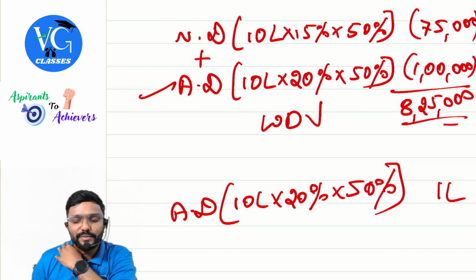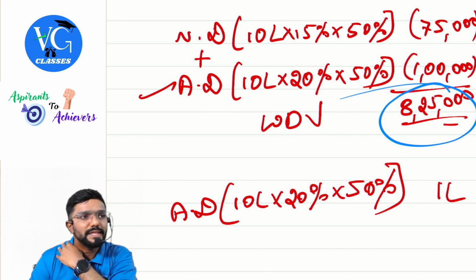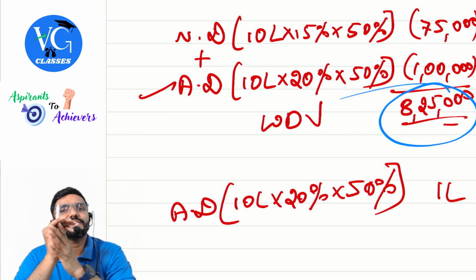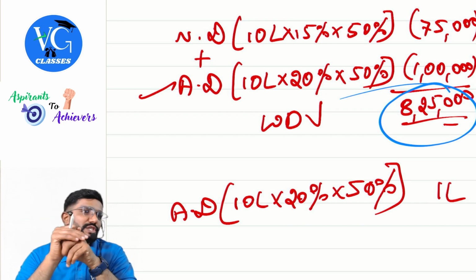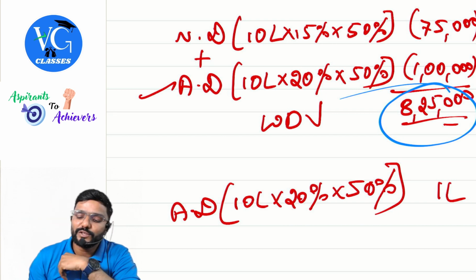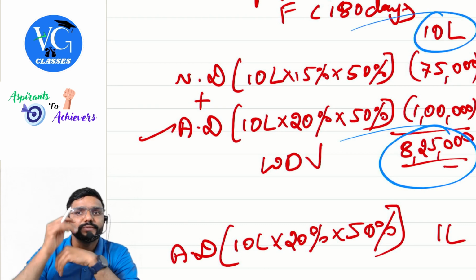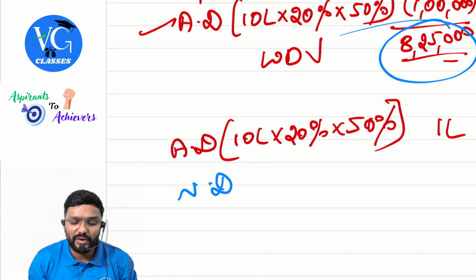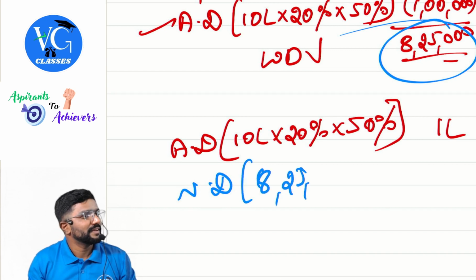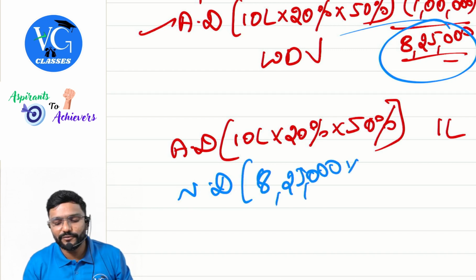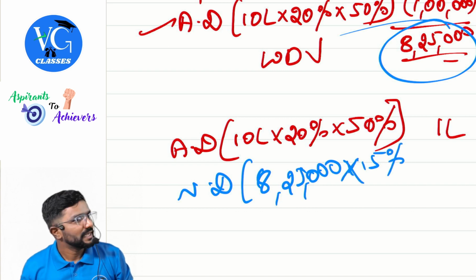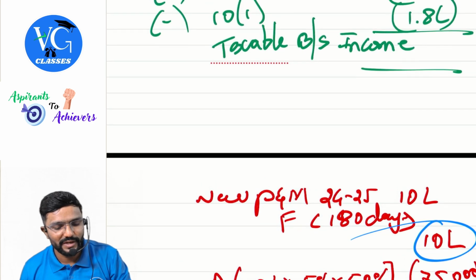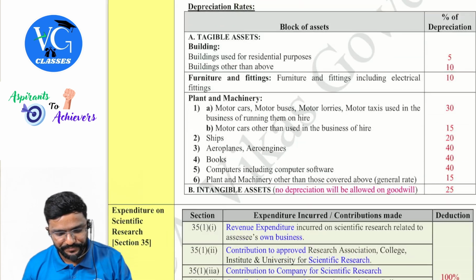Why I gave this example was that some students will take it on the WDV, which is wrong, because the 20% that they have told for additional depreciation is on actual cost. Actual cost was how much here? 10 lakh. Next year, normal depreciation will be calculated on what? 825 only. On that full 15%. Is that clear? Yes. If they want to ask a tough question and all, they may do it like this. That is why I just gave clarity, guys.